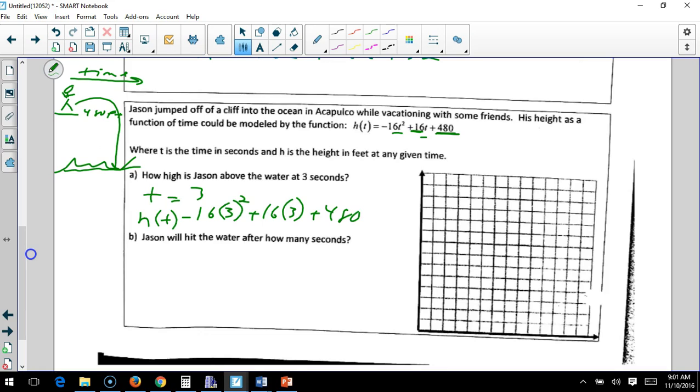Now, we have two choices. We can crunch the numbers. 3 times 3 is 9 times negative 16 plus 16 times 3 plus 480. We can do that. We can also enter this into our calculator, y equals, and look at 3 on our graph. Doesn't matter. So 9 times negative 16 is negative 144. 16 times 3 is 48. So 48 minus 144 is negative 96. So 480 minus 96 is 384 feet. 384 feet. In 3 seconds, he's at 384 feet.